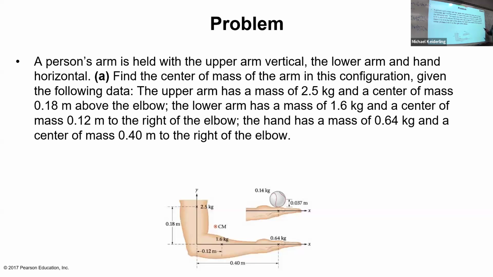So the upper arm has a mass of 2.5 kilograms and the center of mass 0.18 meters above the elbow. So for this, you could treat the upper arm like a single object at its center of mass. Same for the lower arm and the hand. The lower arm has a mass of 1.6 kilograms and a center of mass 1.2 meters to the right of the elbow. The hand has a mass of 0.64 kilograms and a center of mass 0.4 meters to the right of the elbow.